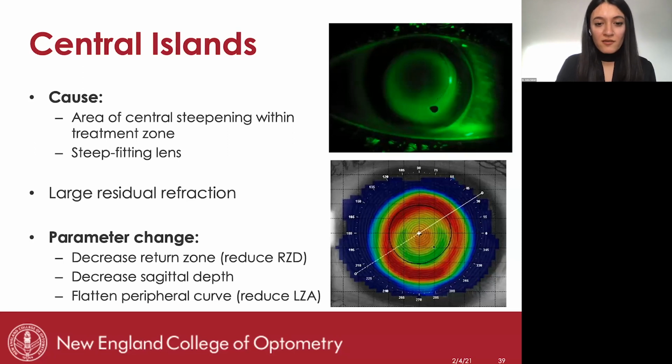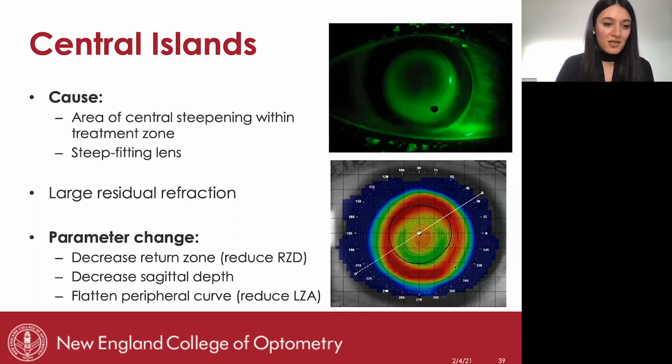So the central island is essentially this area here. You're seeing, this whole zone should be flat. You should see kind of a green pattern here, but sometimes you end up seeing this area of central steepening, and that's what we call a central island that shows up in the topography. It's harder to see it on an actual lens assessment. I actually pick it up more on a topographical image.